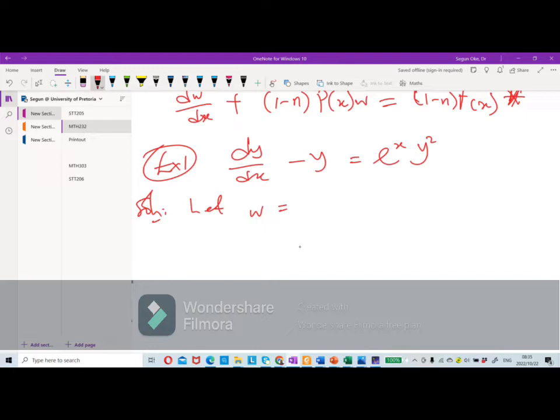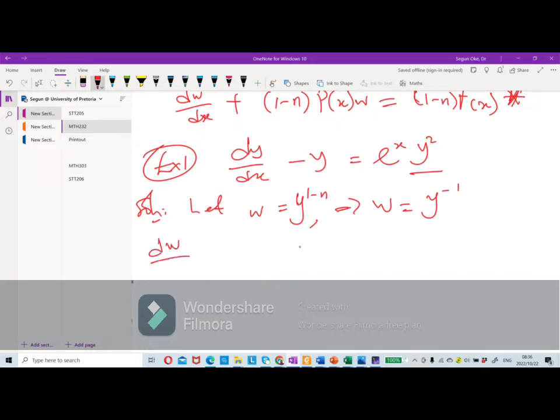Remember the first one says let W equal y to the power 1 minus n, right? But now our n is 2. What is W equal to? 1 minus 2, which is minus 1. So let W equal y raised to the power negative 1.